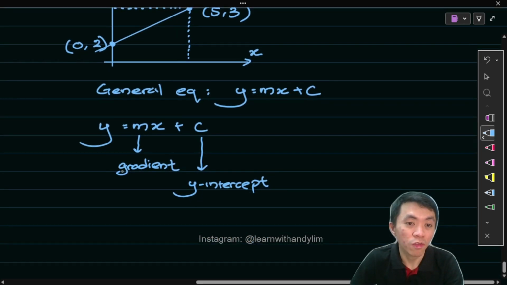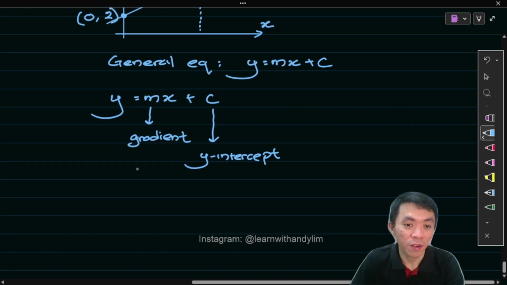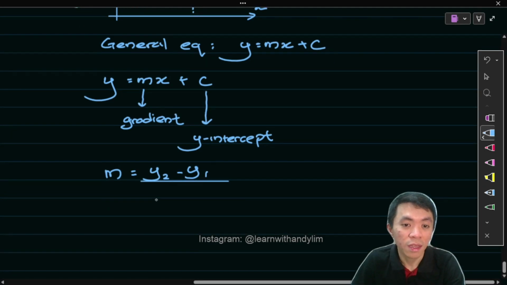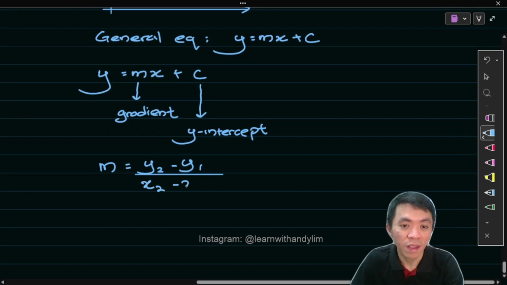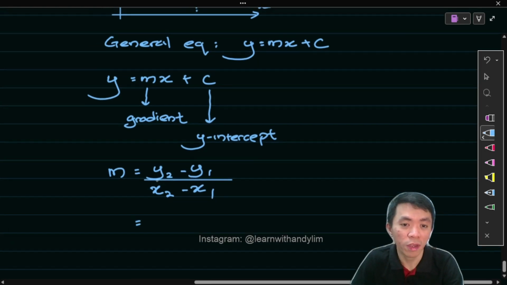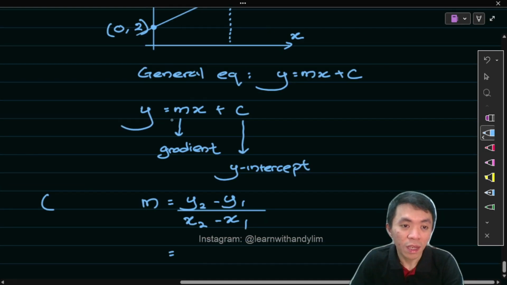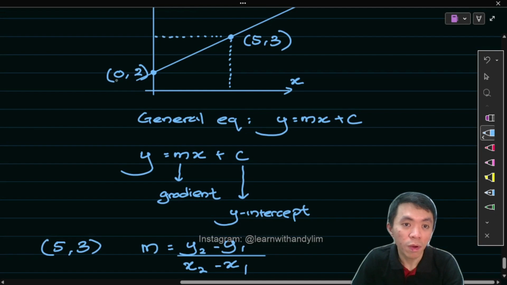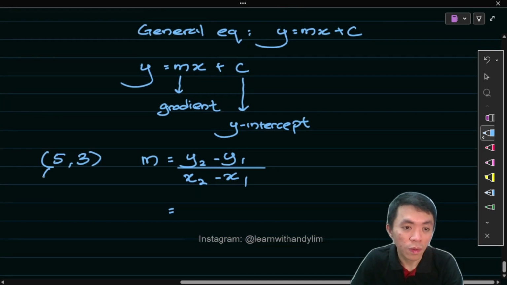Let's move on to find the gradient. In order to find the gradient, we have this little formula right here. My gradient, m, this is my symbol for gradient, is equal to y2 minus y1 divided by x2 minus x1. Let's have a look here. What are my 2 points? My first point is given by 5, 3. My second point is given by 0, 2.